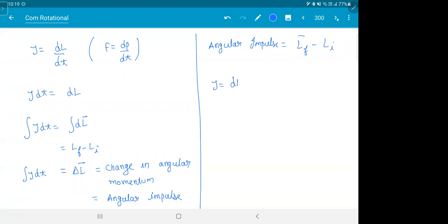And we know torque is dL by dt. What is L? I omega. So we can use that UV rule. You get I d omega by dt plus omega dI by dt. Now if I is constant, then the second term becomes 0.